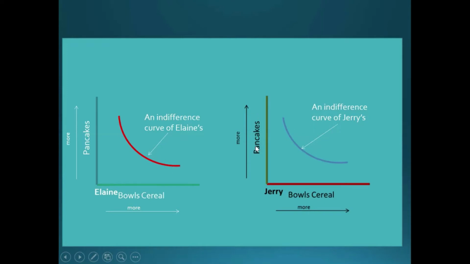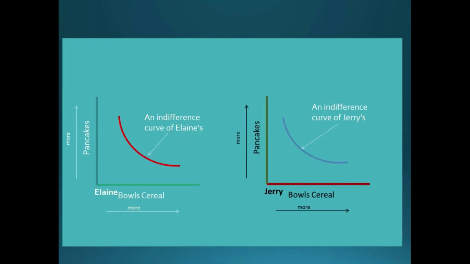Now, on this graph on the right, we have the analogous indifference curve graph for Jerry. Again, as you move up this graph, it involves more pancakes for Jerry, and as you move right along this graph, it involves more bowls of cereal for Jerry. Now, what we'd like to do is combine these graphs in some meaningful way. So you might think that maybe let's just superimpose them, if you put Jerry's right over Elaine's. But there's a problem with that. As you move up and to the right, if they're superimposed, it implies that Elaine and Jerry both get more of both goods.